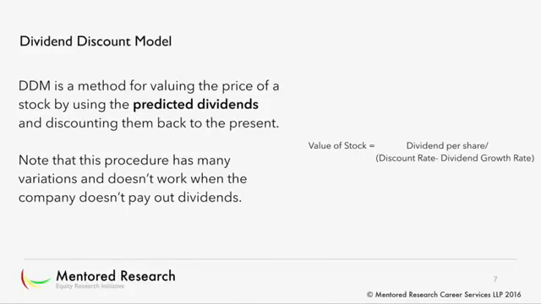The dividend discount model is a technique for valuing the stock by predicting expected future dividends and discounting them to the present to calculate the worth of the stock now. However, this doesn't apply to firms that do not pay regular dividends, and it also has many variations on the intricacies of the model.